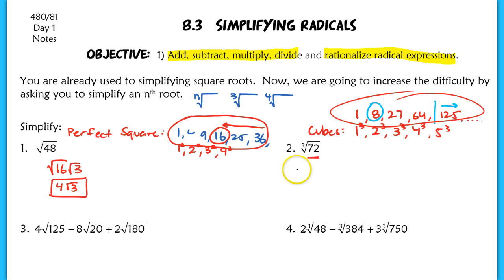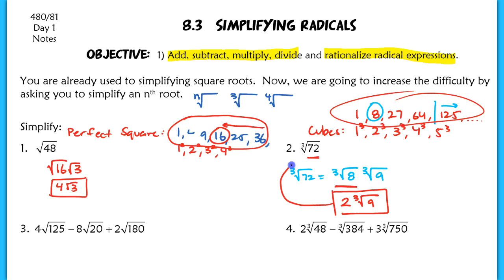8 divides 72 evenly. So I can rewrite the cube root of 72 as the cube root of 8 times the cube root of 9. Now the cube root of 8 is helpful to me because I can simplify that and reduce that to just an integer value 2, right? The cube root of 8 is 2, so now I have 2 times the cube root of 9. This is the simplified radical expression for your original cube root of 72.